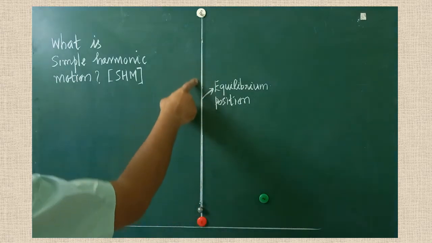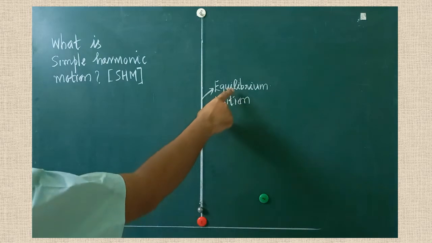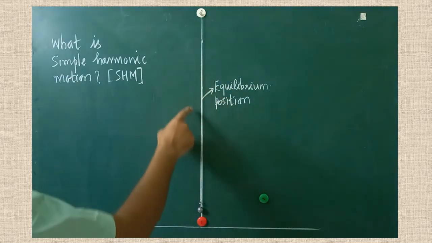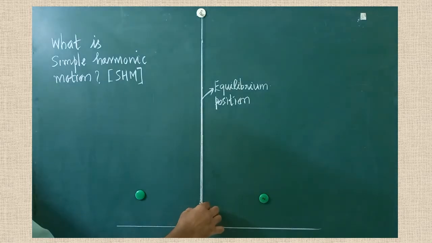I have drawn a line along the length of the thread. The name of the position is called equilibrium position. Now I am going to displace the bob, that is the pendulum, from the equilibrium position.